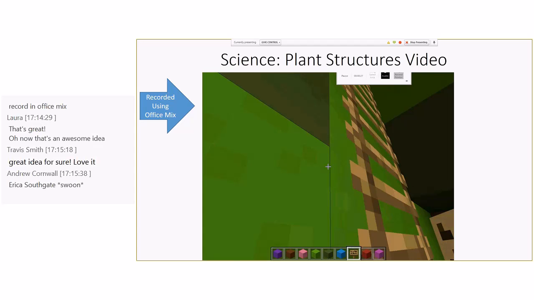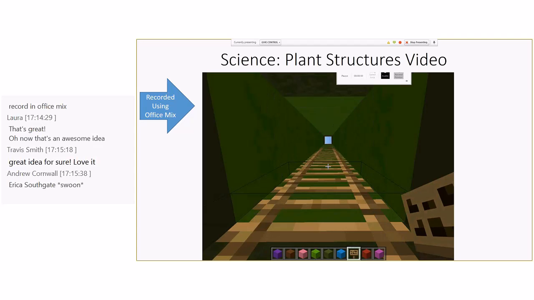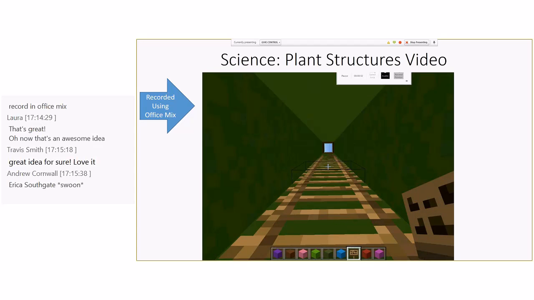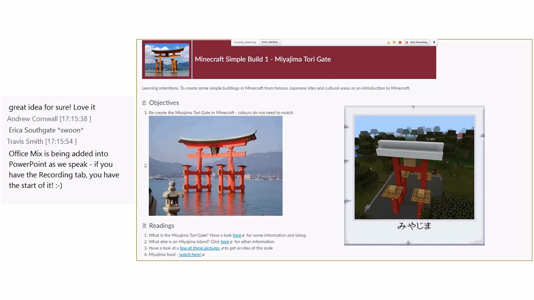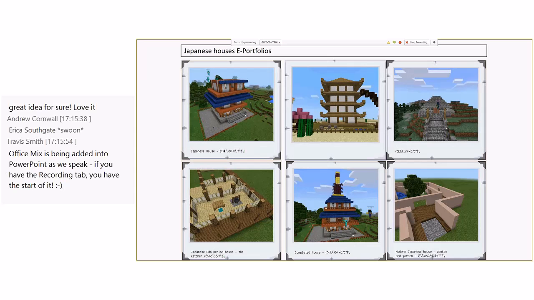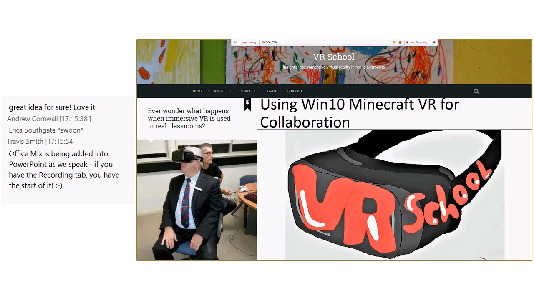This is an example of the Nori gate, one of the things that one of our Japanese teachers did. She's exported e-portfolios here, and you can see some of the pictures of the different students' work. So that's pretty much all I have. I could talk for days about it. If you're interested in the VR School research that's being done, you can go to vrschoolresearch.com or click on the link in the PowerPoint when I send it out.